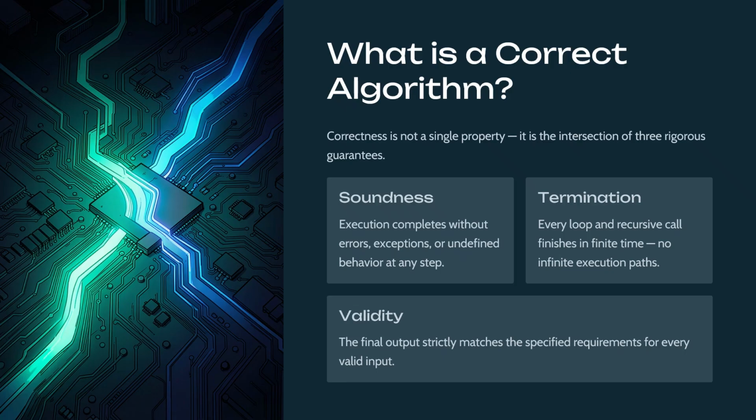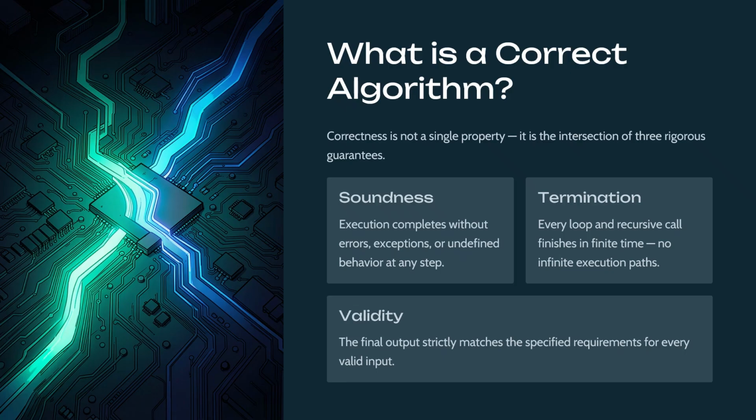Title: What is a correct algorithm? Let us first understand what we mean by a correct algorithm. Correctness is not defined by just one property. Instead, it is the combination of three essential guarantees. The first property is soundness. Soundness means that during execution, the algorithm never encounters unexpected behavior. It should not generate runtime errors, invalid memory access, undefined operations, or exceptions. Every instruction must execute exactly as intended.